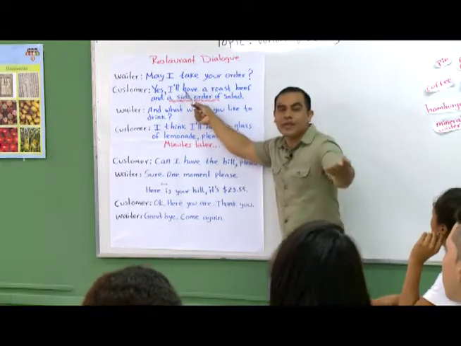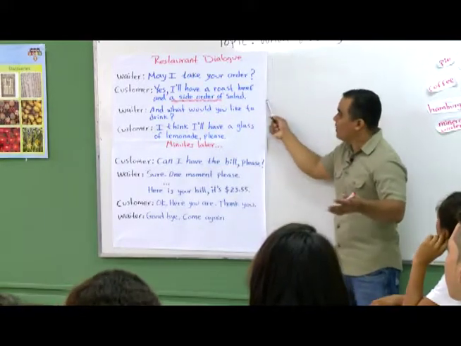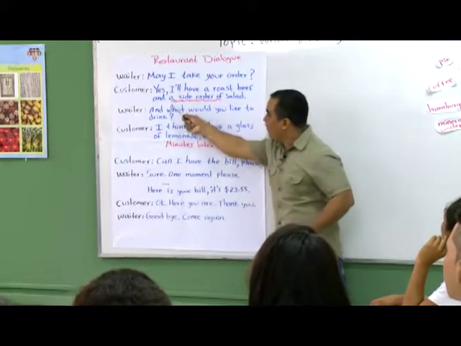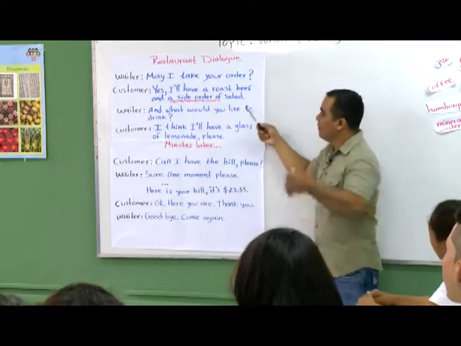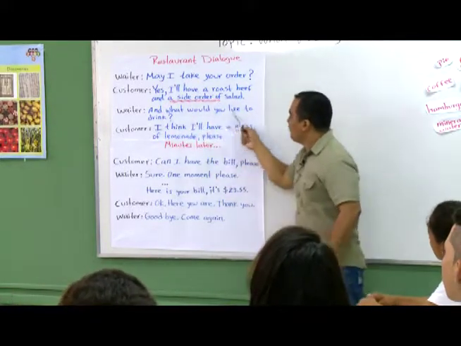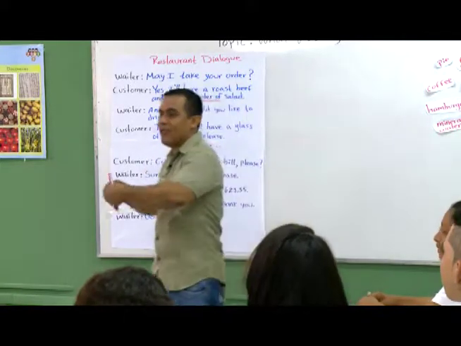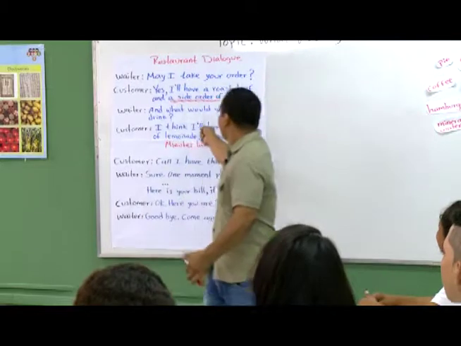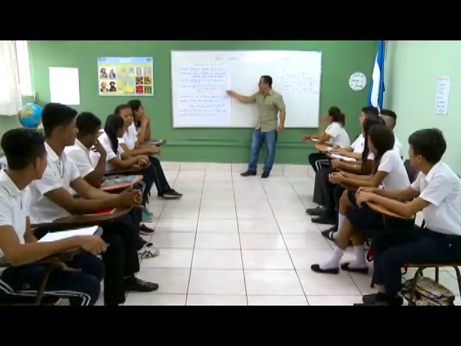Yes. I'll have a roast beef and a side order of salad. Now you. And what would you like to drink? Waiters, and what would you like to drink? What would you like to drink? I think I'll have a glass of lemonade. A glass of lemonade, please.